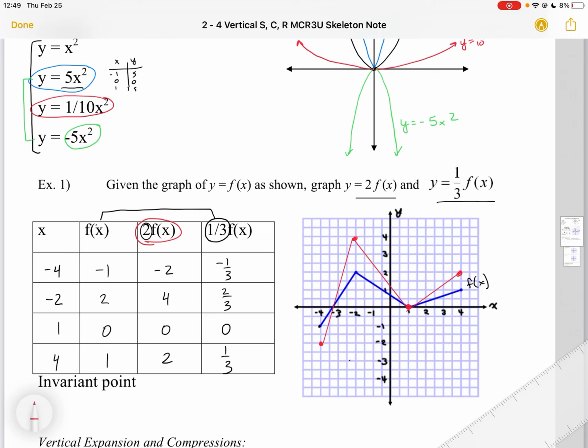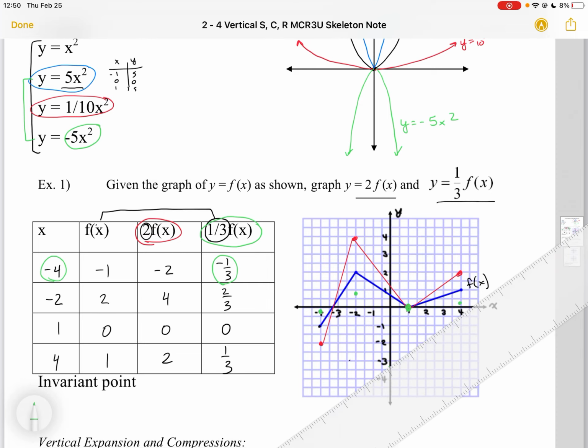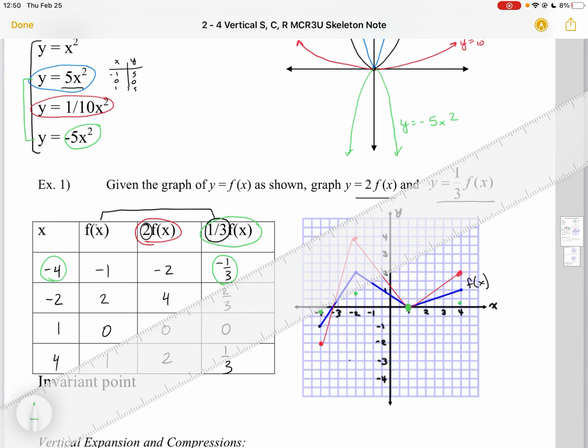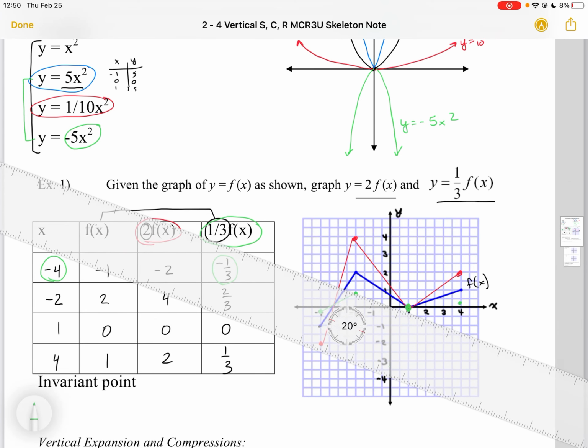Okay. So my next one I will do in green here. Now I'm taking my original x coordinate and plotting it with this new y coordinate. This one is going to be a vertical compression. So I've got -1/3, which is probably about there. Then I've got -2 and 2/3, which is probably about here. Same invariant point. And then I've got 4 and 1/3 here. So again, connecting my dots.